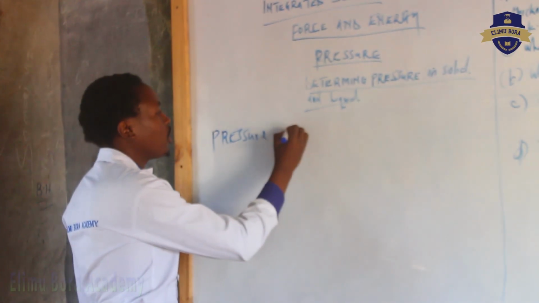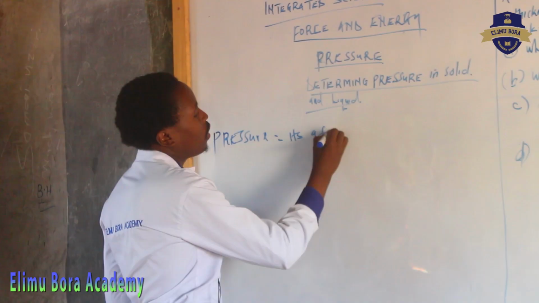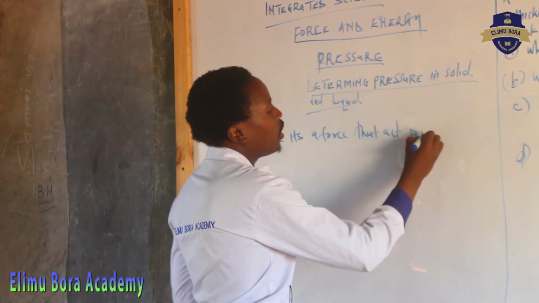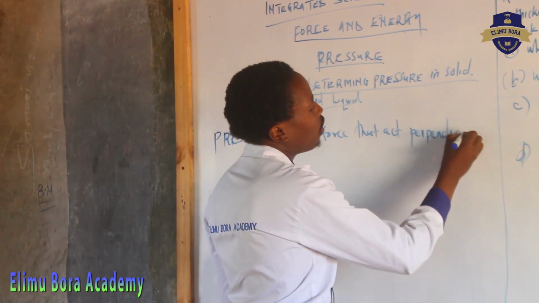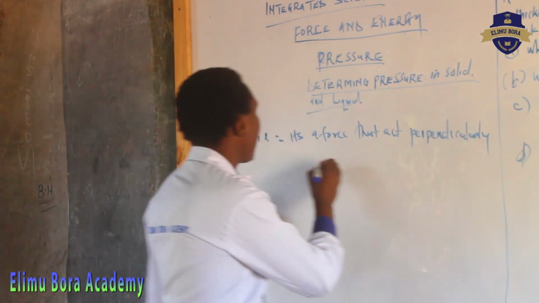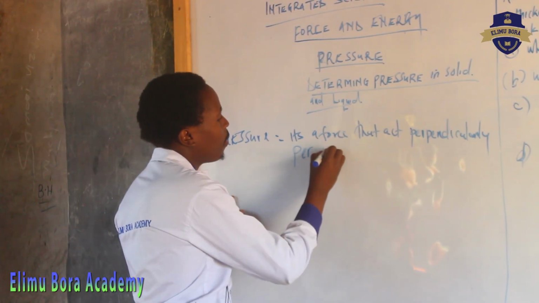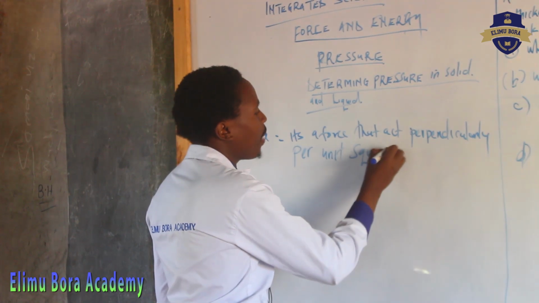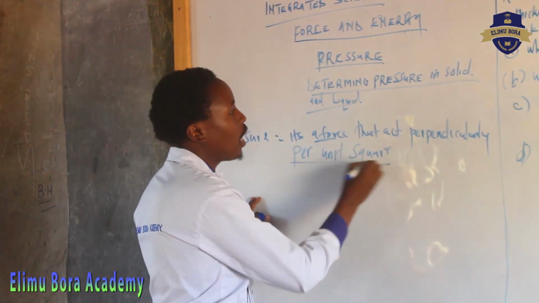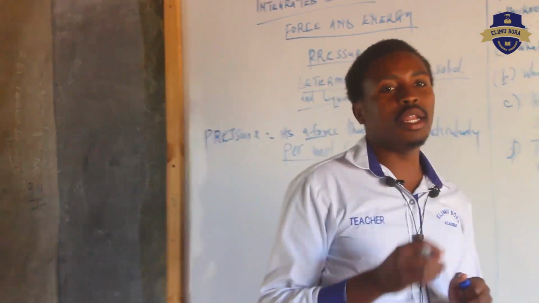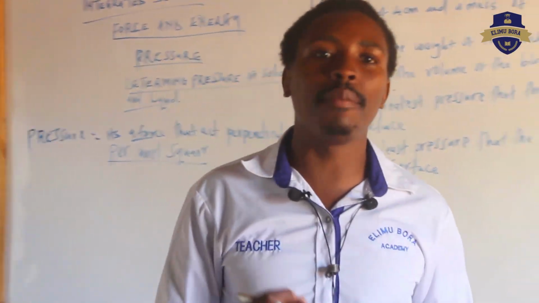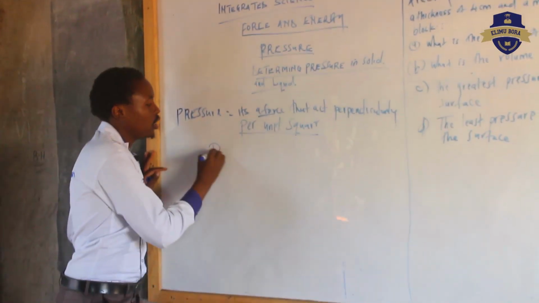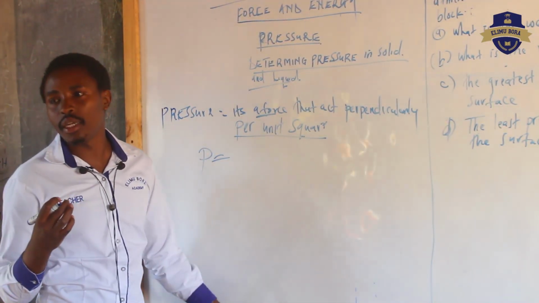So the first thing when you are determining the pressure, you talk about the force that acts perpendicularly per unit square. So remember, there's this force and there's a per unit square. The area within, when you're talking about the per unit square, you're determining the area of it. So when you're determining the pressure, an examiner can ask you to derive the pressure.